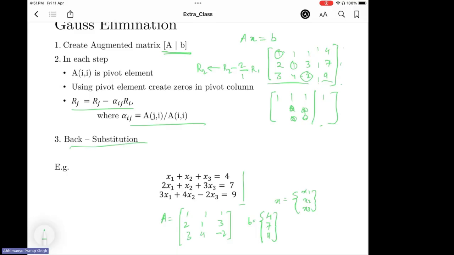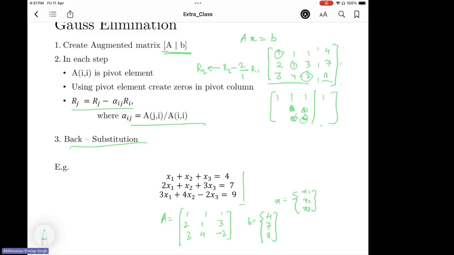Back substitution is nothing but we take this element and calculate x3, and then we use that x3 to calculate x2, and so on. So that is basically Gauss elimination. One way we can do this is using this algorithm, and the other one is the inbuilt MATLAB command, which is the LU decomposition.